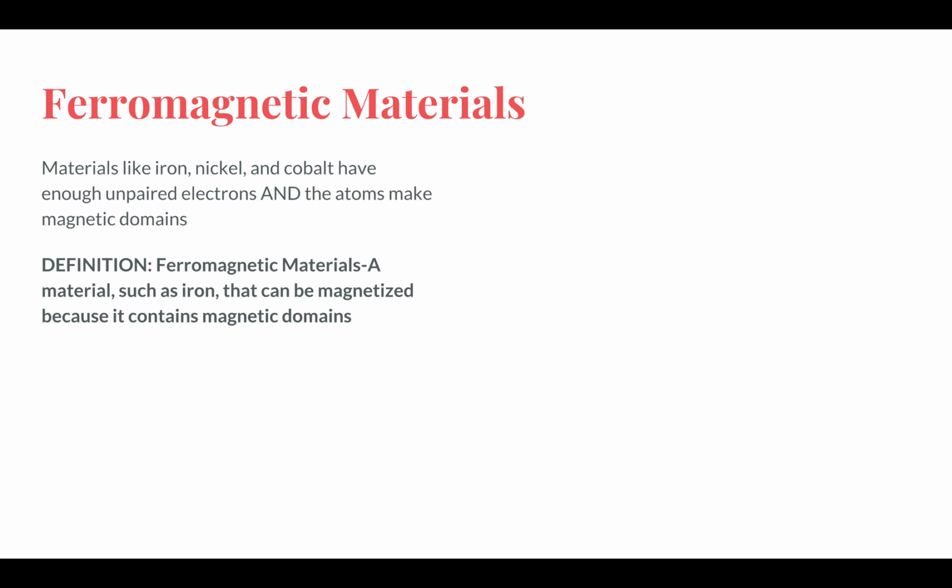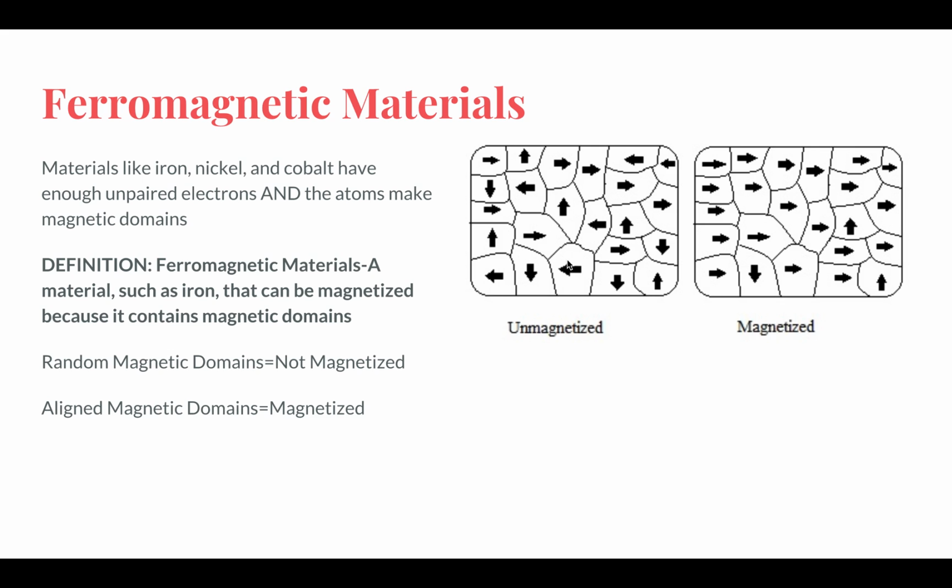This is a material, such as iron, that can be magnetized because it contains magnetic domains. Okay? So if we have a bunch of magnetic domains, just like the magnetic fields before them, magnetic domains have a direction. If the magnetic domains are randomly arranged, you're not going to have a magnetic material. It's not magnetized. But if we align most of the magnetic domains going in the same way, your material does become magnetized. So we have an example here.